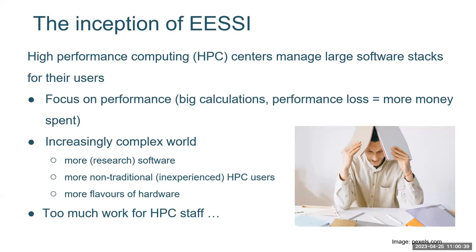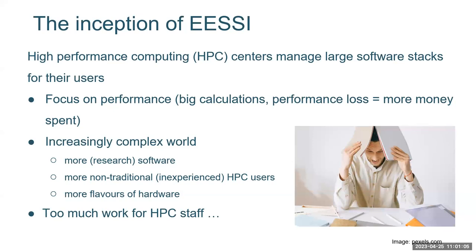I think also what a lot of people here will recognize is that HPC centers spend a lot of time managing their software environments for their users because it's a complex environment. And of course, the focus on performance for us is important because we know that if users run big calculations and if they can do this even just 5% more efficiently, that can mean a lot of hardware that is associated with that and therefore a lot of money, right? So it's important to think about this optimization.